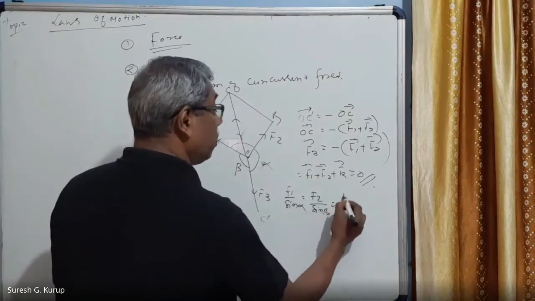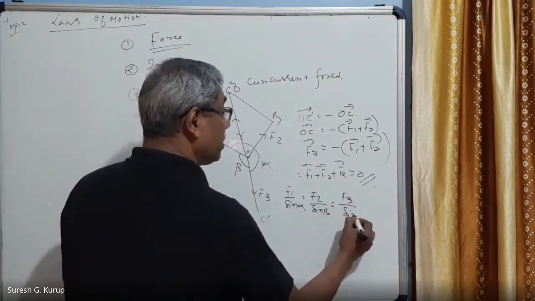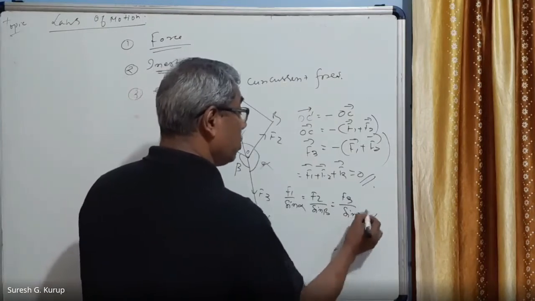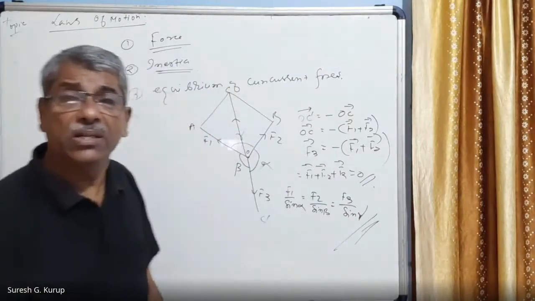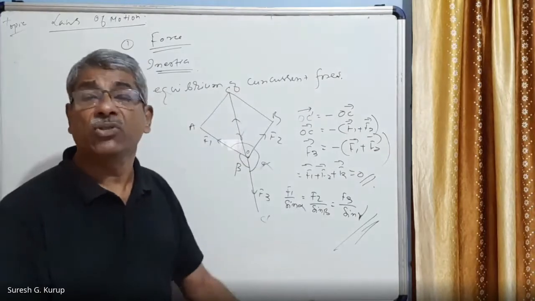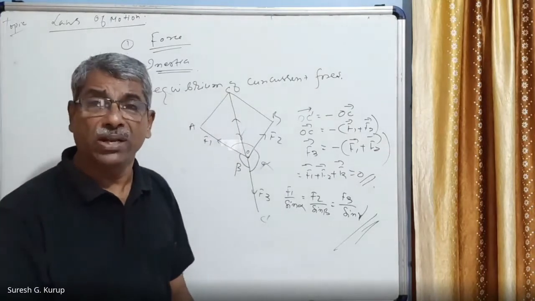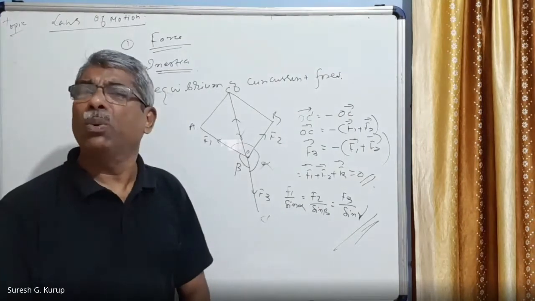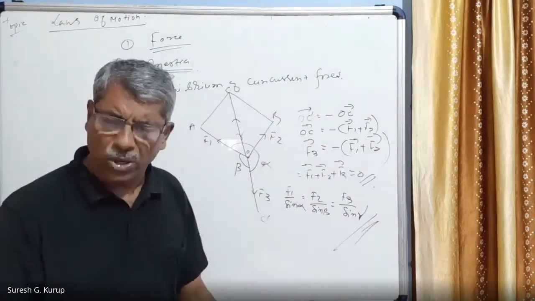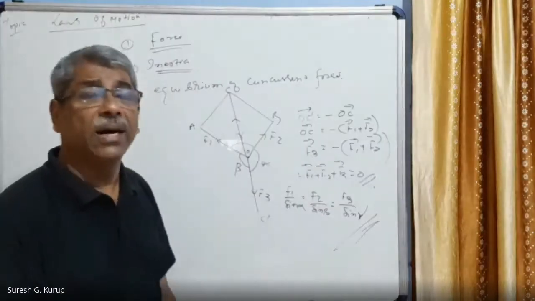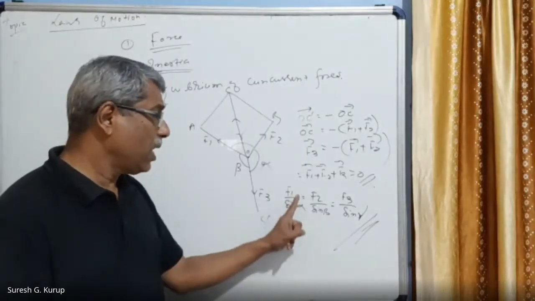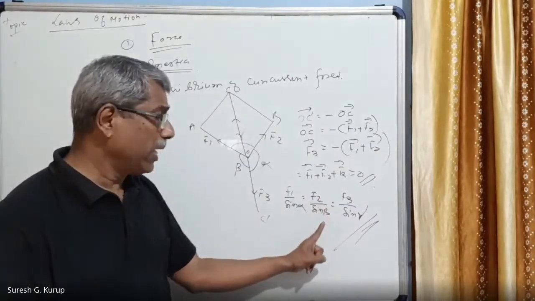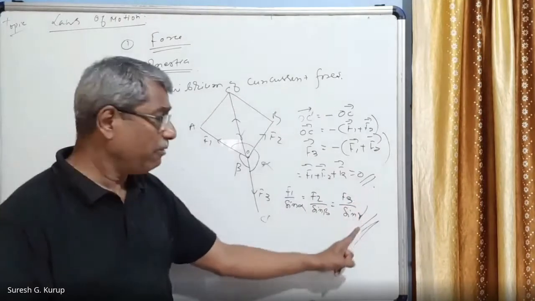Beta is equal to F3 divided by sine gamma. So this is also one more theorem. This is called Lami's theorem. Lami's theorem talks about three forces acting on a body when the body is in equilibrium, not getting accelerated. In that condition, we can write F1 by sine alpha is equal to F2 by sine beta is equal to F3 by sine gamma.